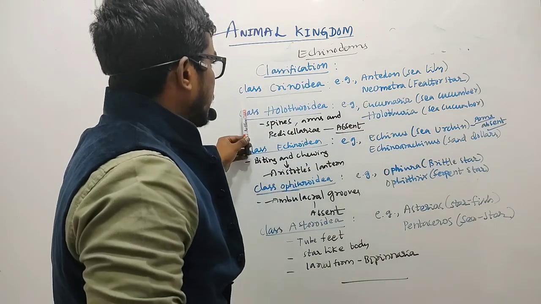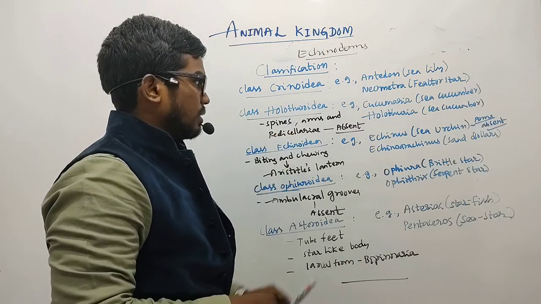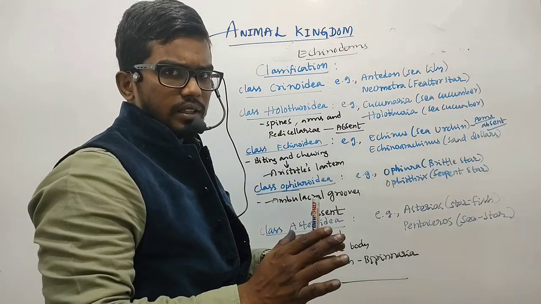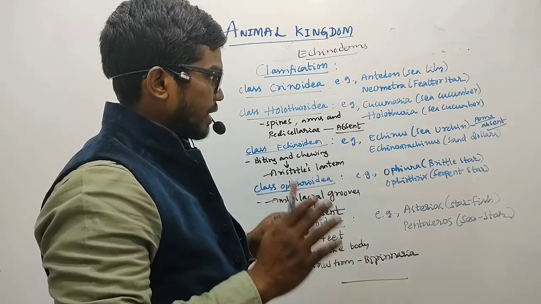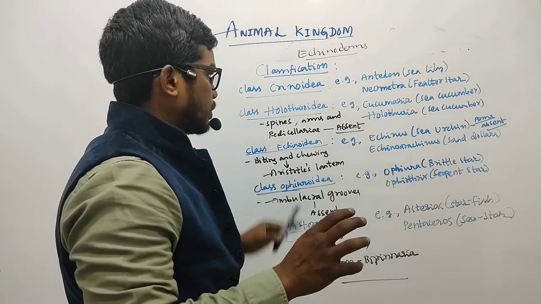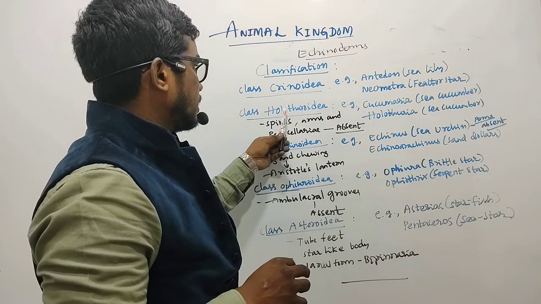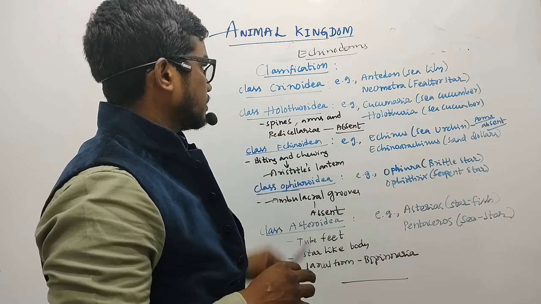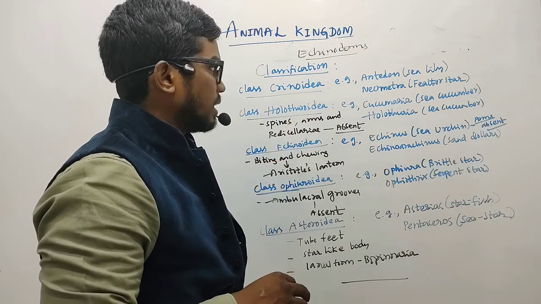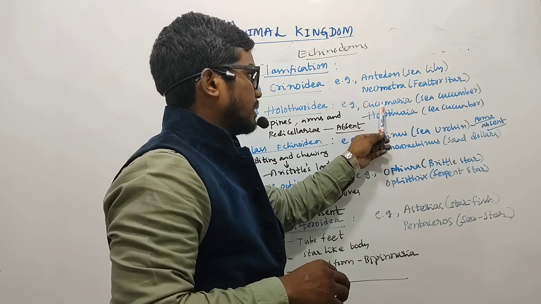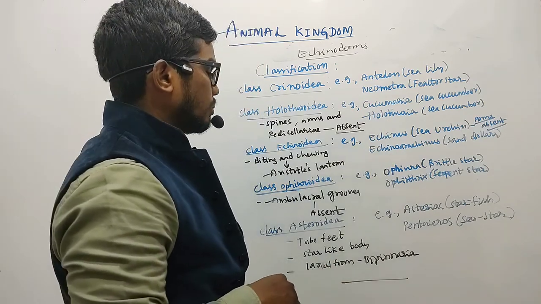Okay, so the next class we have here is class Holothuroidea. So the contrasting important aspects on which basis they are generally classified, which are important for your competitive examinations as well. See, these Holothuroidea organisms do not have spines, arms and pedicellariae. Examples are Cucumaria and Holothuria, which are generally called sea cucumbers.